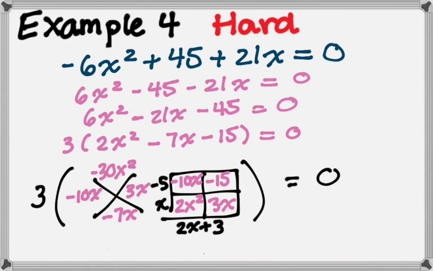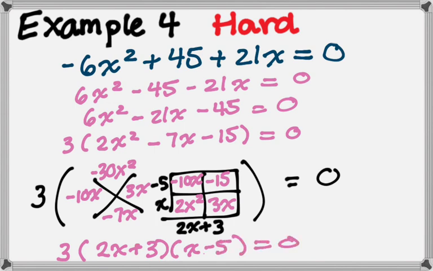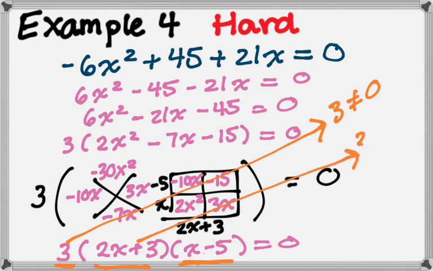Okay, I'm going to hope I can get enough room to rewrite my factored form now. I have a 3, I have a 2x plus 3, and I have an x minus 5, and it all equals 0. Okay, you're going to have to bear with me because I'm running out of space, so I'm going to have to move over to another side. One thing I know for sure, I'm multiplying 3 different things and they all equal 0. I know 3 does not equal 0 ever, so that's not where one of my solutions is. I do know 2x plus 3 could equal 0, and I also know x minus 5 could equal 0.